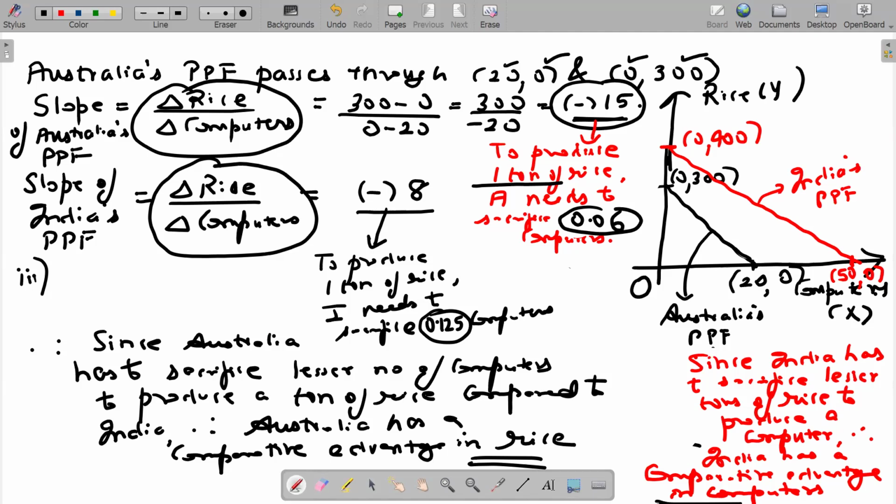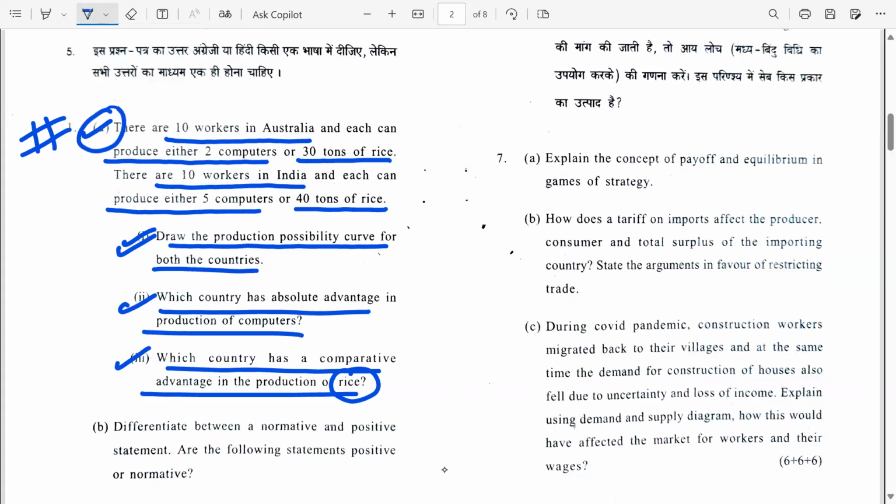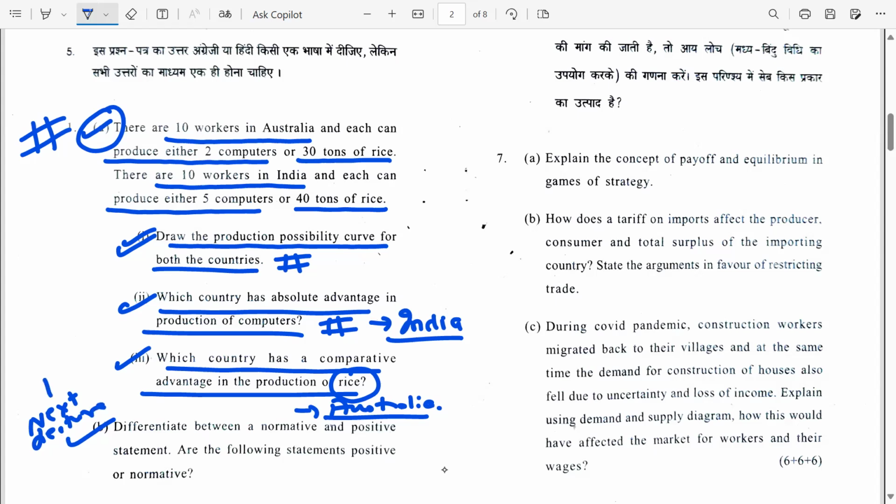Okay, if I come back to the question paper, I have solved part A in today's lecture. I have drawn the production possibility frontier for both the countries. I have clearly indicated that India has a comparative advantage in production of computers, and that India has the absolute advantage in producing computers. Australia has a comparative advantage in production of rice. In the next lecture, I'm going to discuss with all students part B of question number 1. We are going to talk about normative and positive statements and their differences in the next lecture.